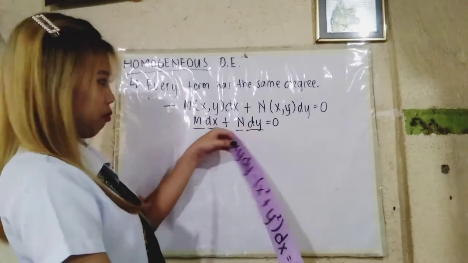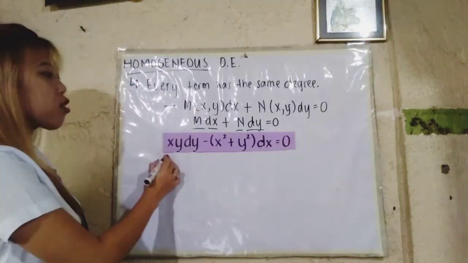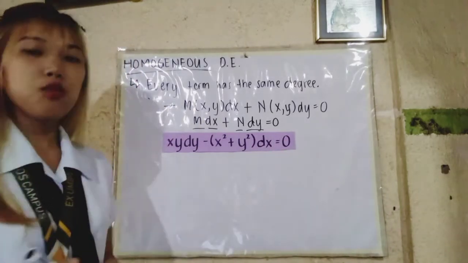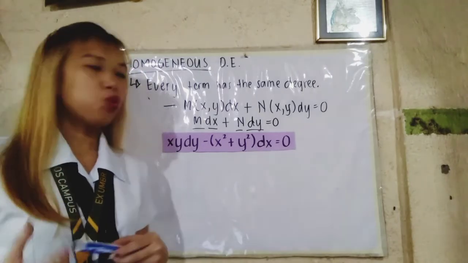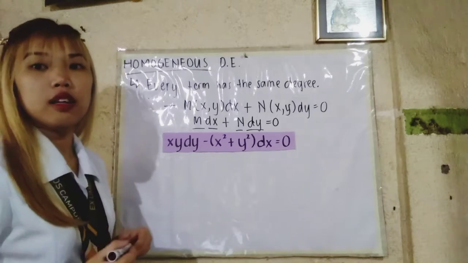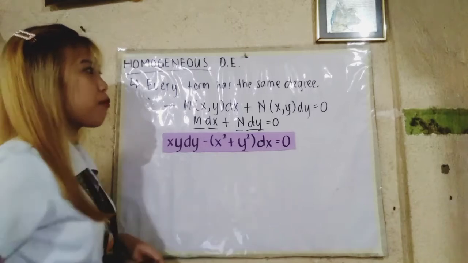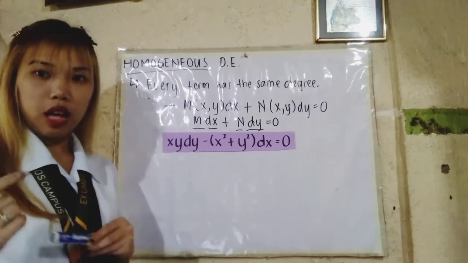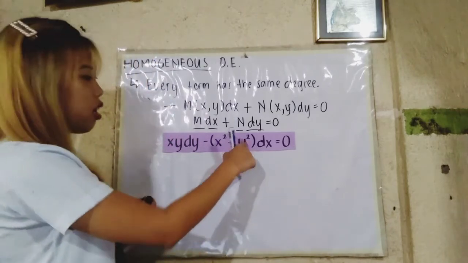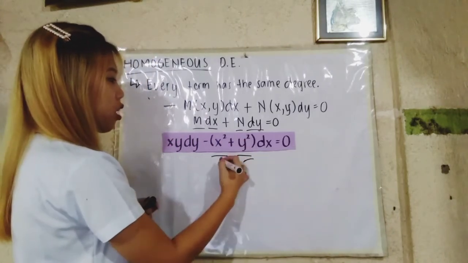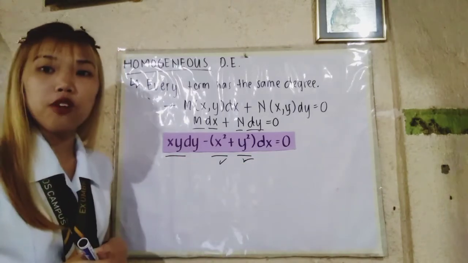Example. We have here xy dy minus x squared plus y squared dx equal to 0. It says it is homogeneous of degree 2. So, let us check if it is really degree 2. Every term should have the same degree for us to say it is homogeneous. So, let us look. This y squared is degree 2. The x squared is degree 2. So, check, check.